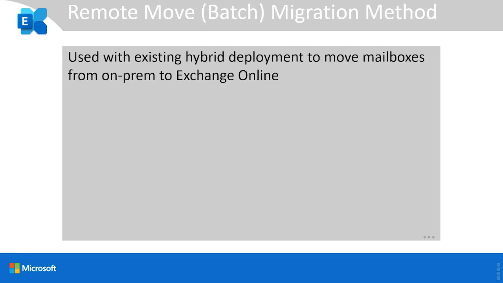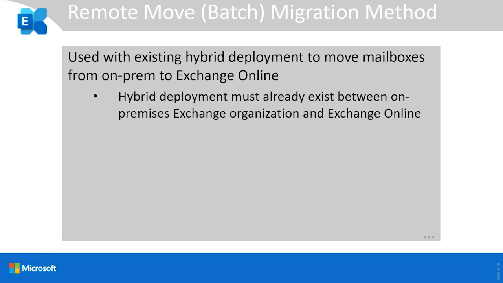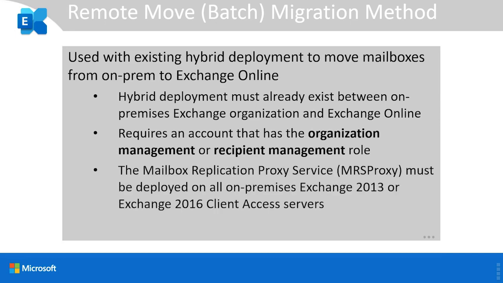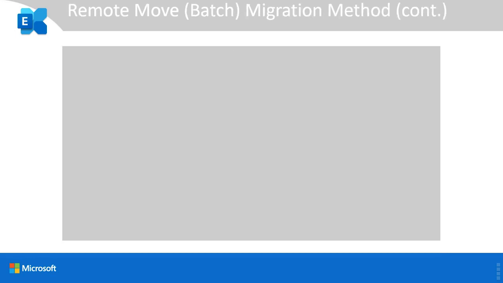The remote move migration method has been used with existing hybrid deployments to move mailboxes from on-prem to Exchange Online. To use this kind of process, a hybrid deployment must already exist between your on-premises Exchange organization and Exchange Online. It must be performed by an account that has the organization management or recipient management role, and the mailbox replication proxy service must be deployed on all on-premises Exchange 2013 or Exchange 2016 client access servers. And here's a high-level overview of the remote move migration method.